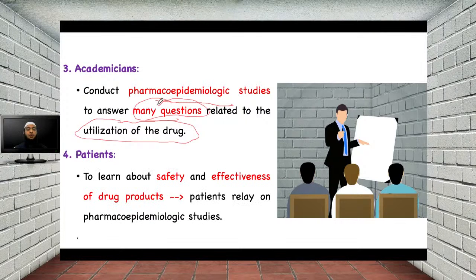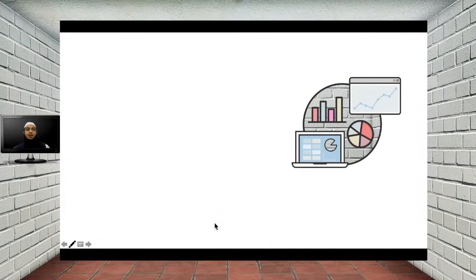Then there is a benefit to the patient. So what is the benefit to the patient? To learn about the safety and effectiveness of the drug product. After a pharmacoepidemiological study, the patient will learn about the safety and effectiveness of the drug product, and patients rely on pharmacoepidemiological study. So this is the advantage to the patient.